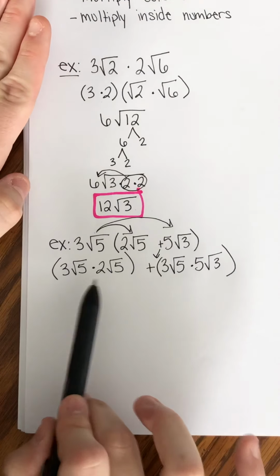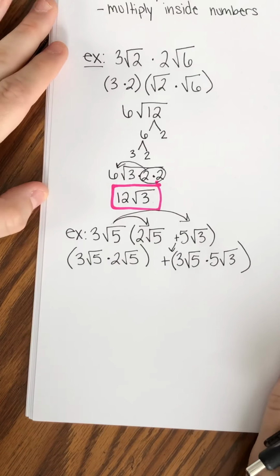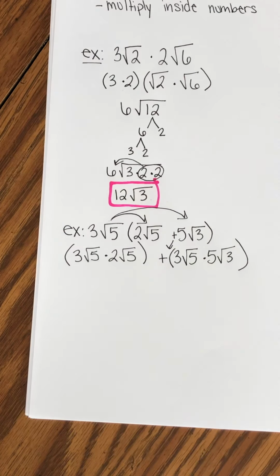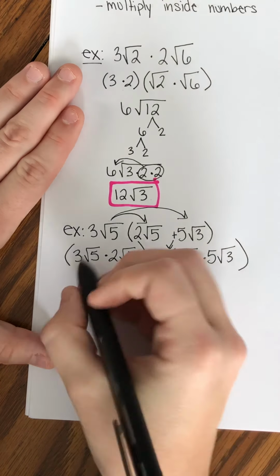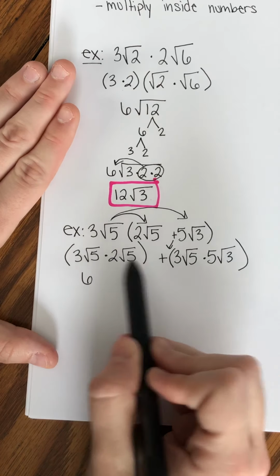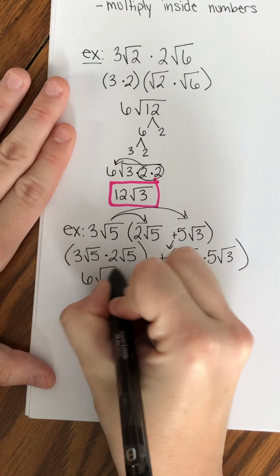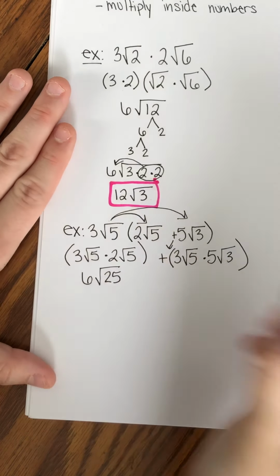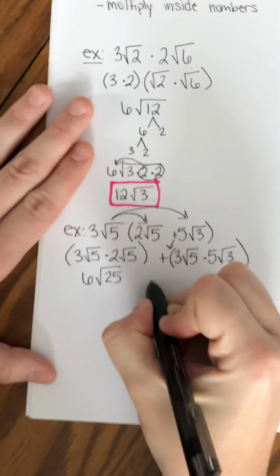All right, now you just got 2 different multiplication problems. So we're going to have to do those, and then we'll add them together. If you think you've got it, you're more than welcome to pause this video and try it on your own. Otherwise, just stay with me. All right, in our first parentheses, we're going to multiply the outside numbers. So 3 times 2 is 6. Multiply the inside numbers, and by inside, I just mean the numbers inside the radicals. So 5 times 5 is 25. So 6 square root of 25. And yes, I know what you're thinking, but for now, we're just going to leave it like that.